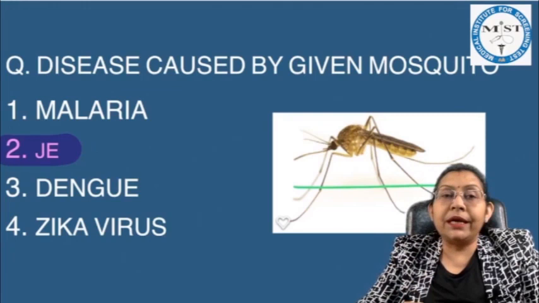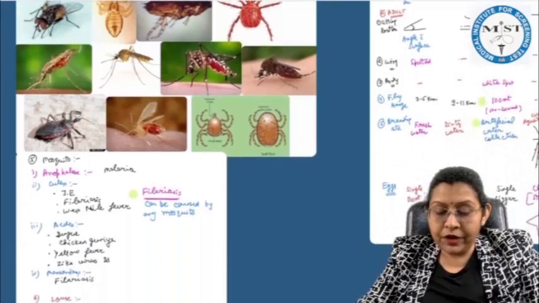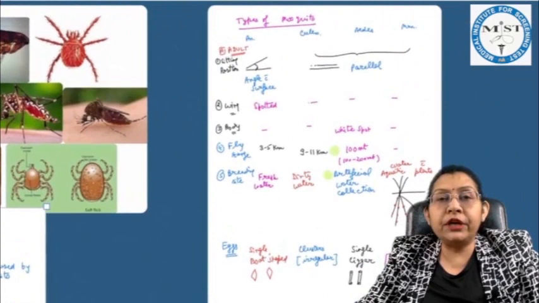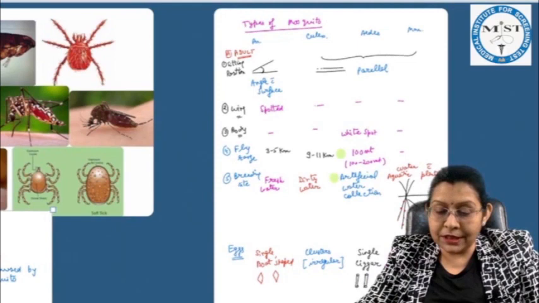And this point we had discussed again in the classes in great detail, where we had discussed the various insects with their images and the various diseases caused by these insects, as well as how we can differentiate the various types of mosquitoes, differences in their adults, differences in their eggs, larvae, and pupae, in great detail in our classes.